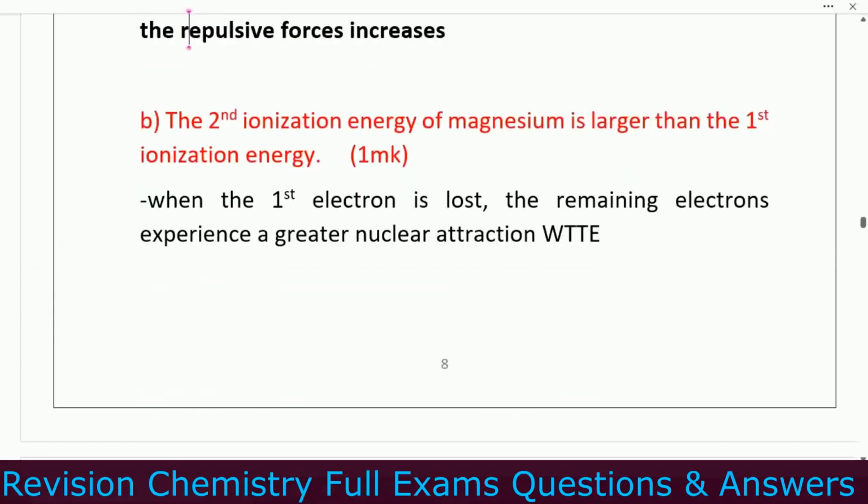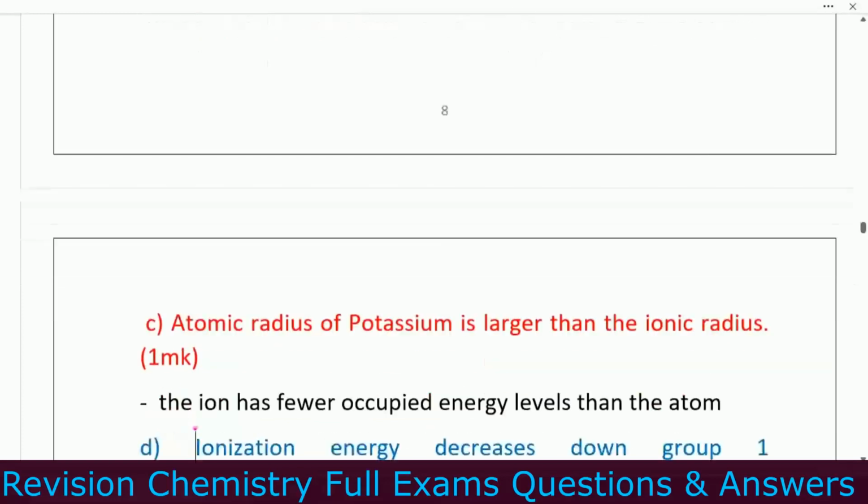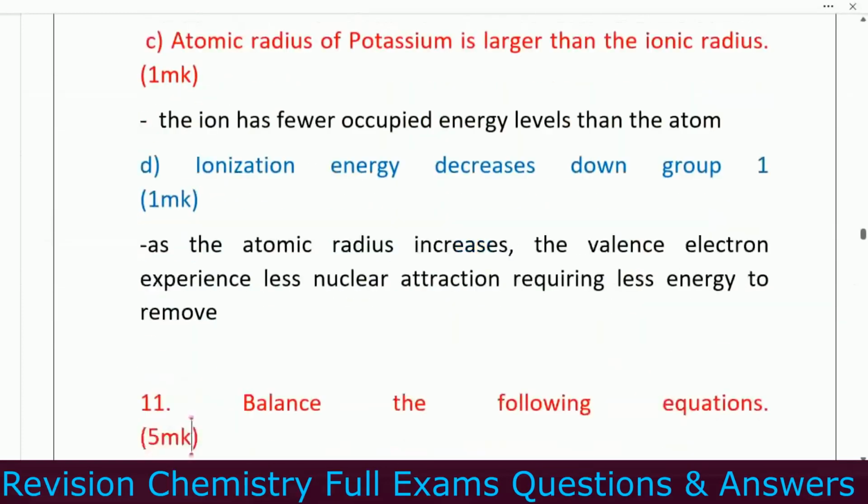The second ionization energy of magnesium is larger than the first ionization energy. Why? When the first electron is lost, the remaining electrons experience greater nuclear attraction. That's why the second ionization energy is larger than the first ionization energy. Go to the next one.